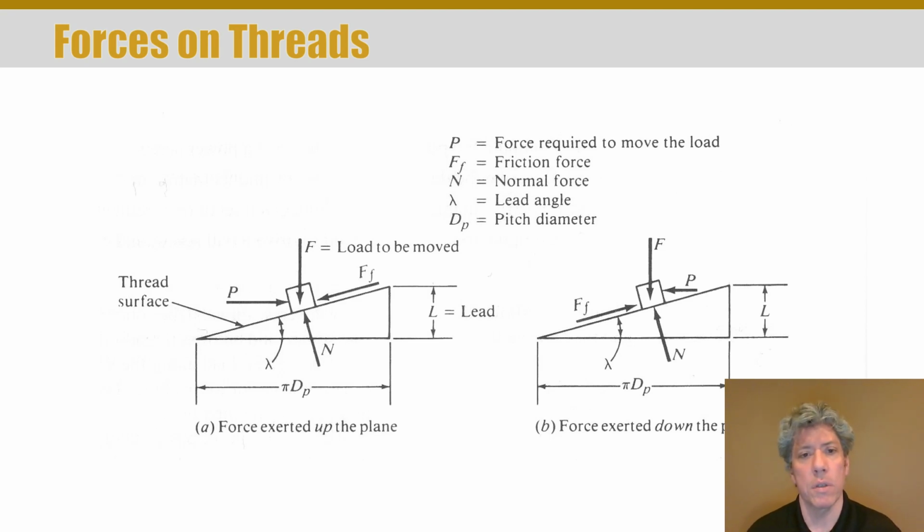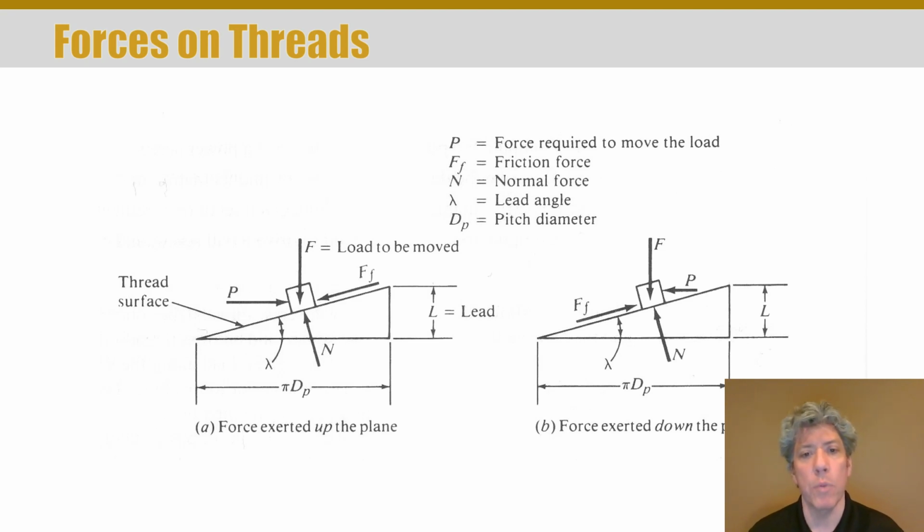Okay, so you'll see the force labeled F there on the left-hand figure. That is the load to be moved by the power screw. And as the power screw turns, of course, it pushes against that load. So the object, or the nuts, that are engaged with the power screw thread actually go in the opposite direction to F.